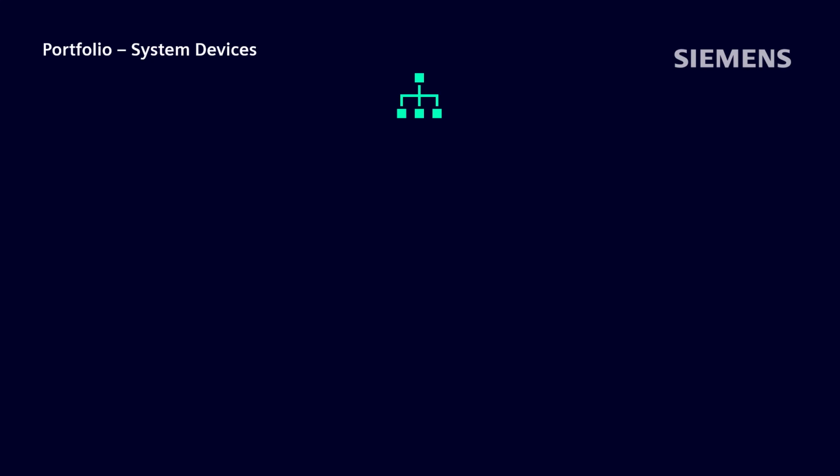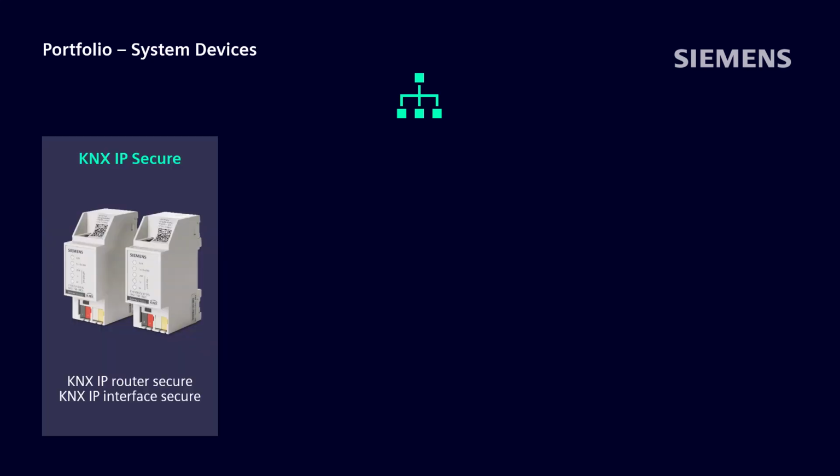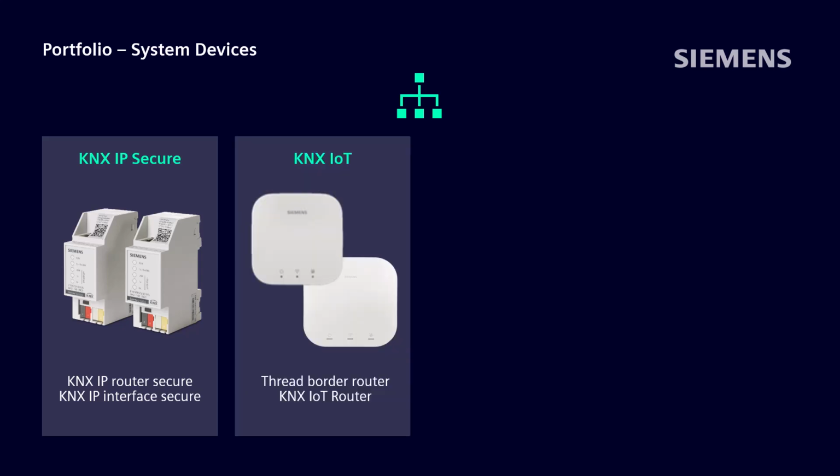Finally, we take a look at selected system devices. These include the IP secure routers, which enable a secure topological connection between different KNX lines and areas. An IP router or an IP interface also enables fast and direct access to the system via the network. KNX IoT router for easy connection from KNX TP to KNX IPv6.